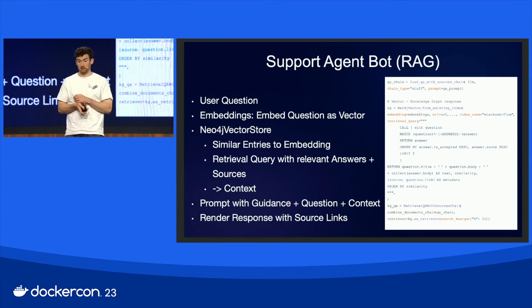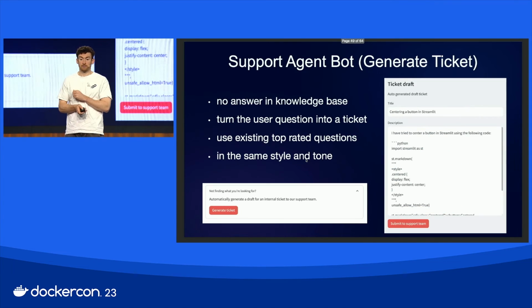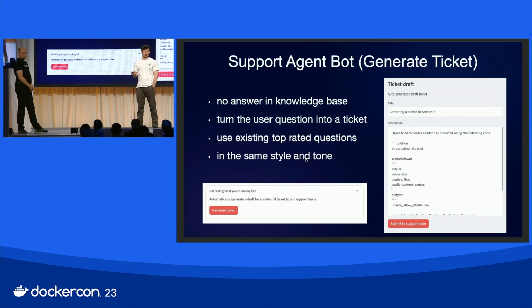Some more details here on what specifically is going on with the Neo4j vector store. You embed the question as a vector, you pass it in, you find relevant documents to that vector, and then pass it back. This is the workflow that Michael showed off as well, where you're generating a ticket. So there's no answer in the knowledge base. What do you do? You turn the user question into a ticket.